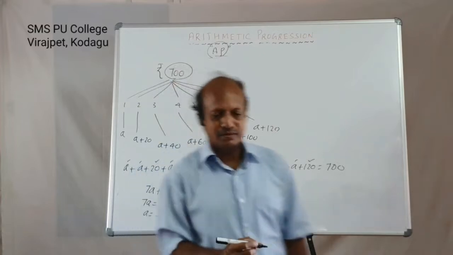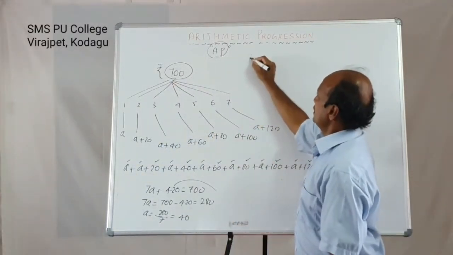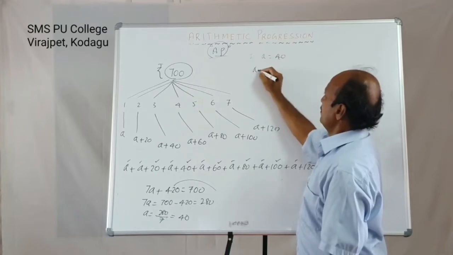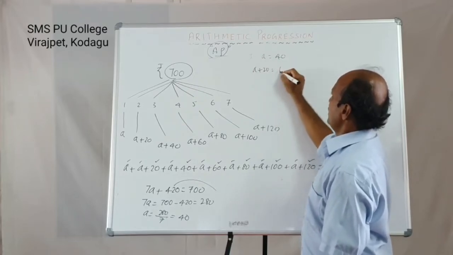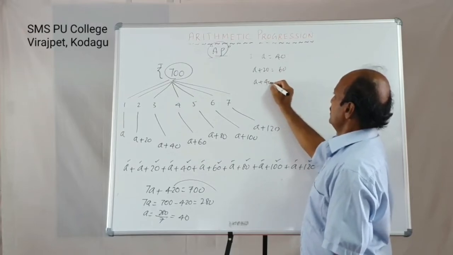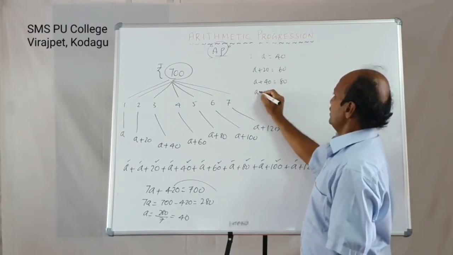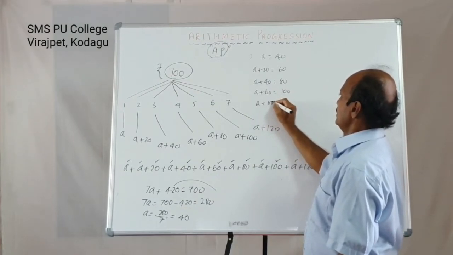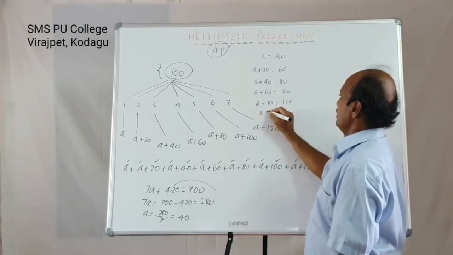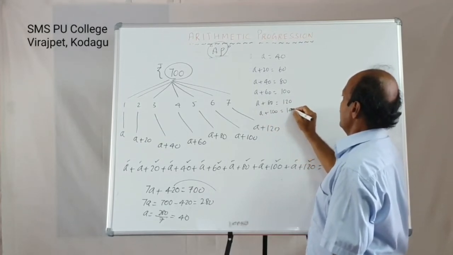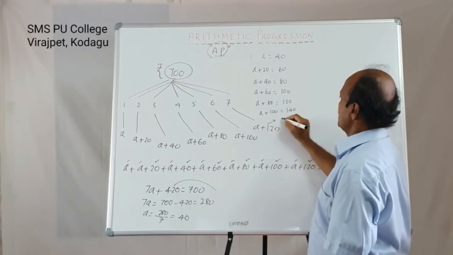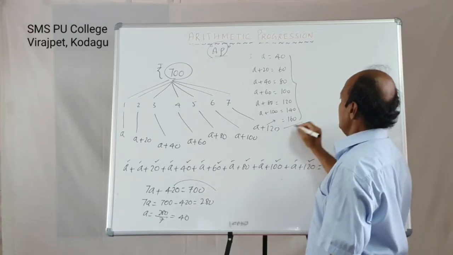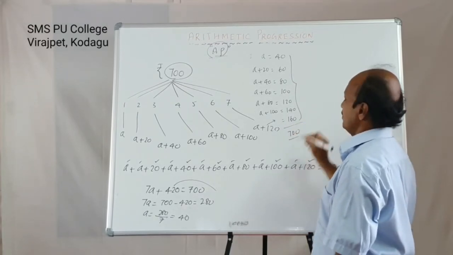What is the prize amount? What is the first prize? The first amount a is nothing but 40. Second one, a plus 20, 40 plus 20 is 60. Third one, so 20 goes on, add it. A plus 80, that is nothing but 120. A plus 100 is nothing but 140. And the last one, a plus 120 is nothing but 160. If you add all these, you will get 700.